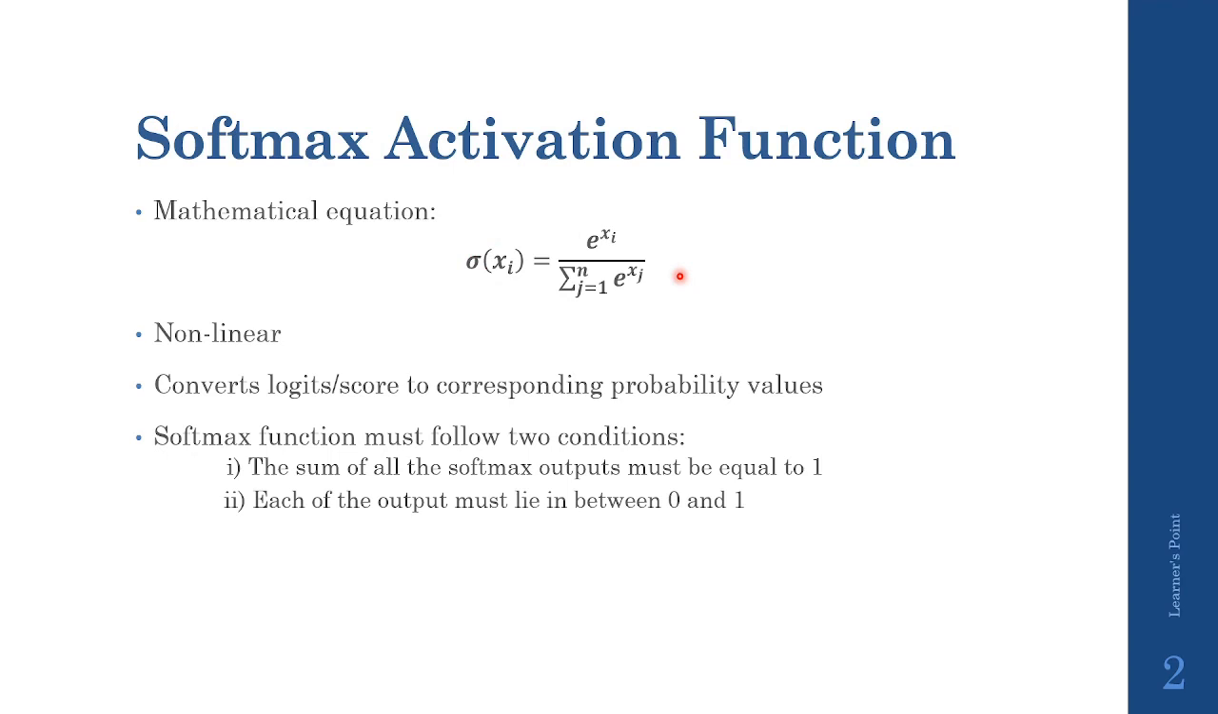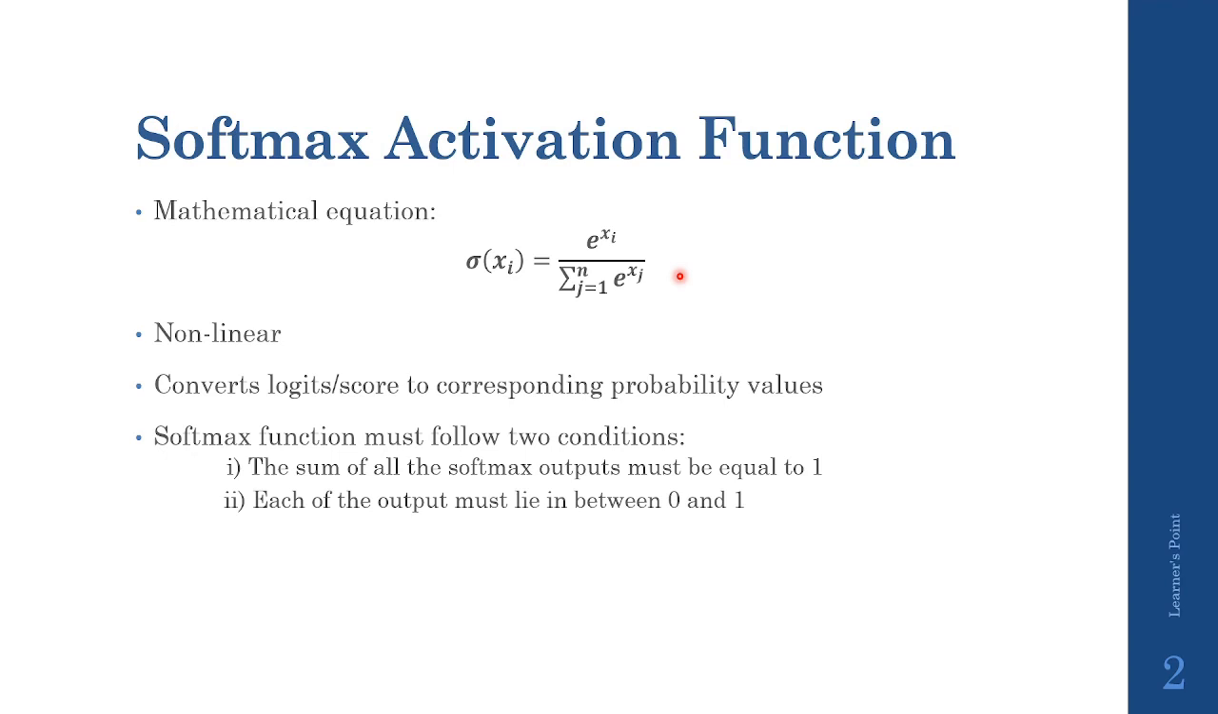It is equal to e to the power xi divided by the summation of e to the power xj, where the range of j is from 1 to n. From this equation, we can say that the softmax activation function is not linear, since it has an exponential term. The softmax activation function converts logits or scores to their corresponding probability values. That means if we give a logit or score as input to the softmax activation function, it will return its probability values.